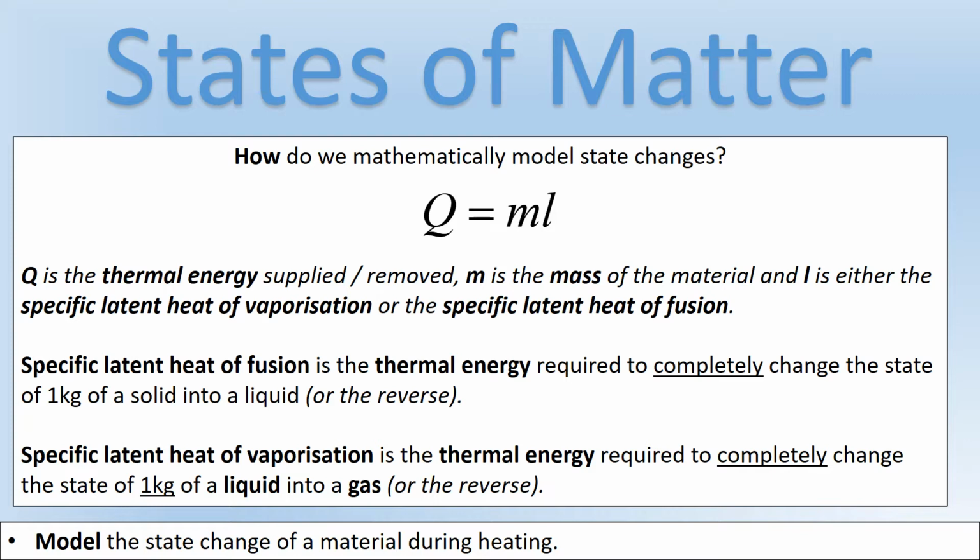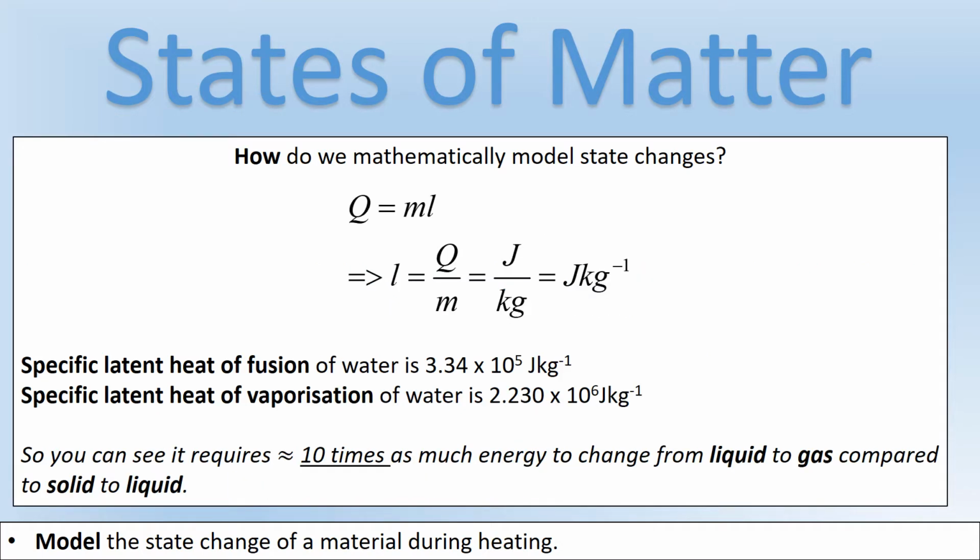So the latent heat of fusion is the thermal energy to change the state of 1 kilogram of solid into a liquid, or the amount of thermal energy we'd have to remove to turn it from liquid into solid. The specific latent heat of vaporization is the thermal energy we have to supply to change liquid into gas. And again, it's 1 kilogram of liquid into gas, or the amount of energy we'd have to remove to turn a gas into a liquid.